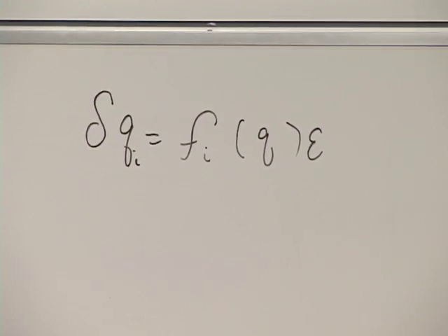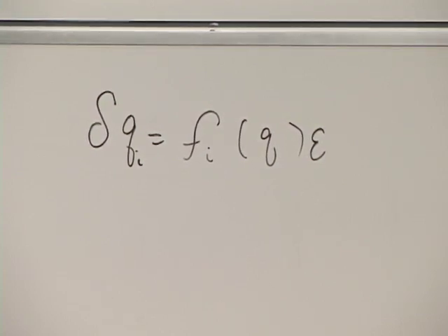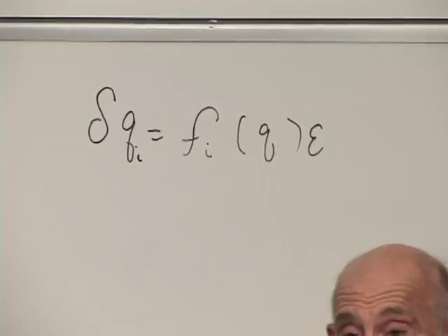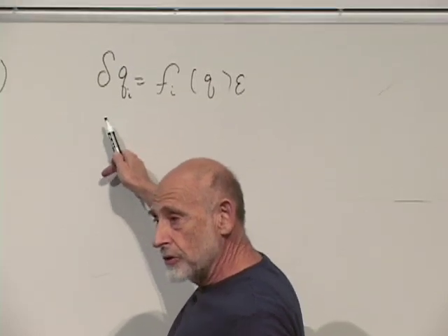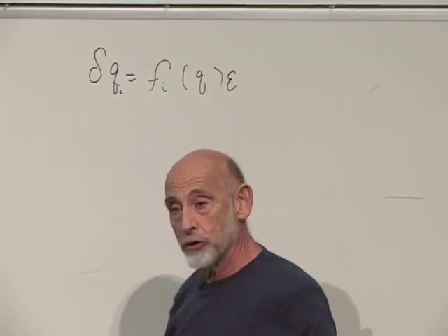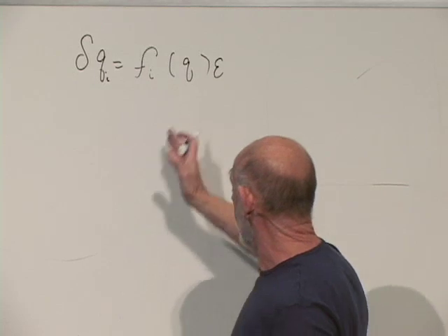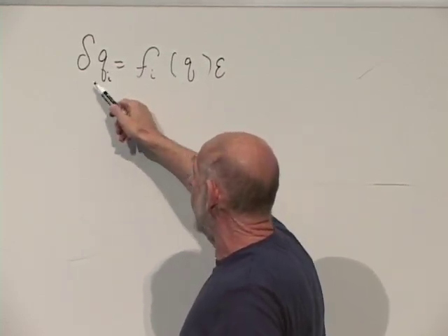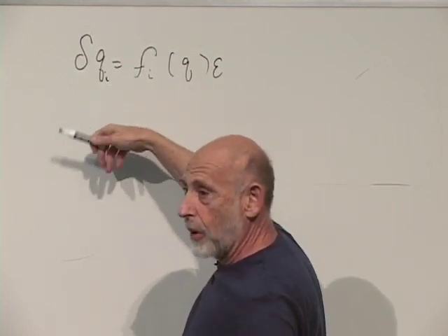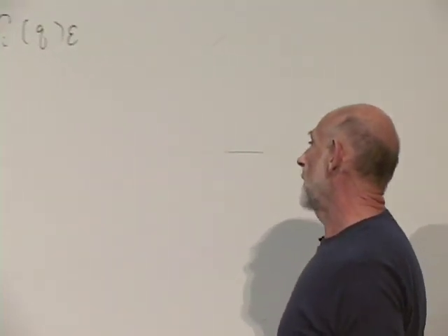When you make a small transformation, each q changes by an amount that might depend on all the other q's times a small epsilon. What's an example? Well, an example is rotation in space. The coordinates x and y of the position of a particle. If you rotate a little bit, each coordinate changes by an amount proportional to the small angle. Epsilon would be a small angle here. In that case, you would have delta x equal to y times epsilon, and delta y equal to minus x times epsilon.